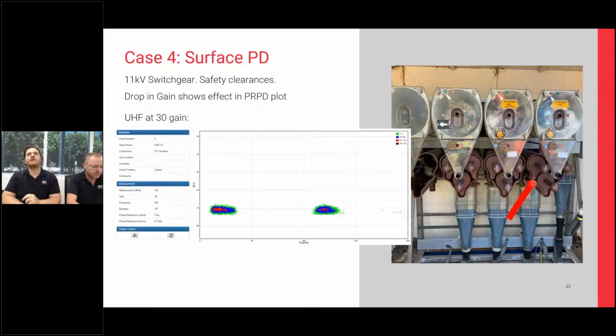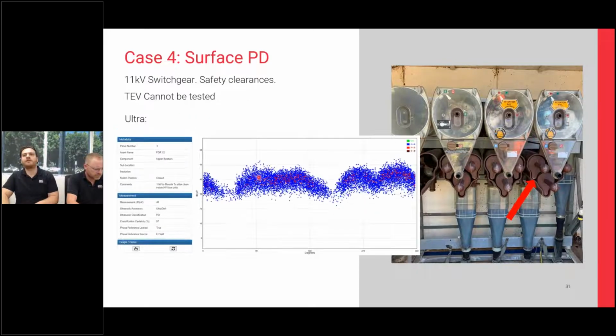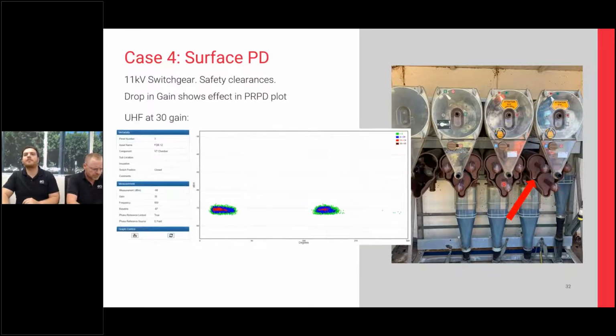This one was also picked up on UHF. So you can see on UHF, we've got two clusters of activity, but interestingly, only one of the sources was picked up. Probably just due to how we were standing. There is a little bit of activity, but not as much.